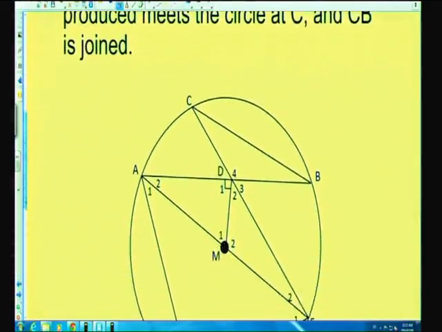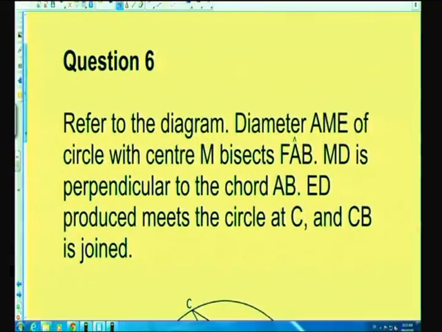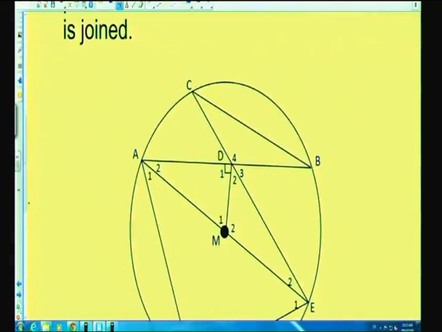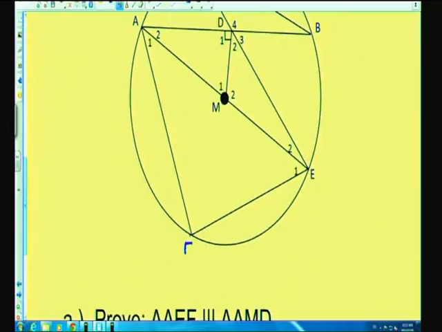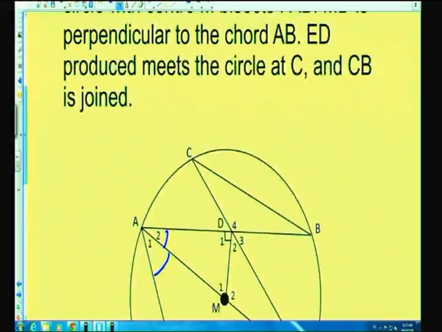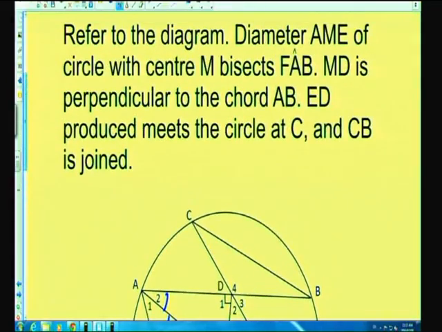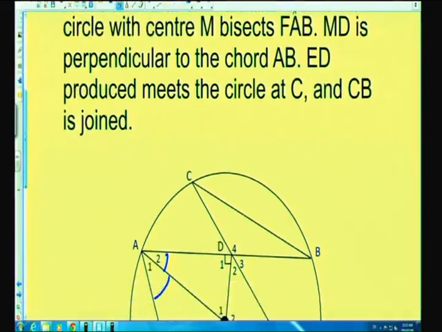So it bisects angle, sorry, I forgot to read it, FAB. F, it's on the bottom, I think. Oops, there's an F missing there. FAB. So in other words, it's doing something to A1 and A2 there. MD is perpendicular to the chord. I think that's clear enough. AB and ED is produced to meet the circle at C, and CB is joined. I think those are all clear enough.